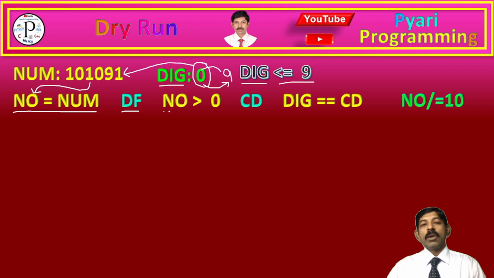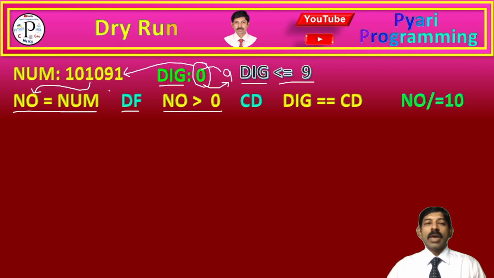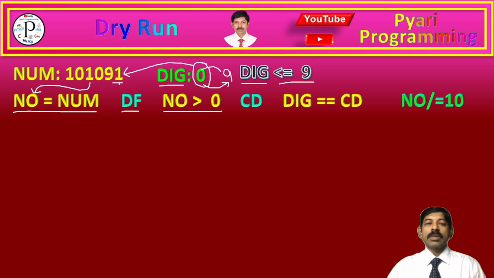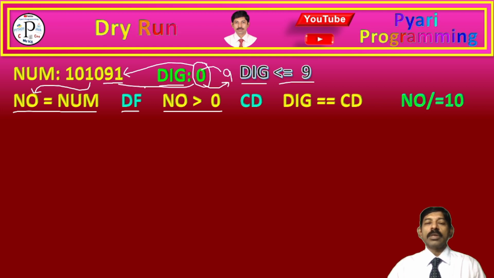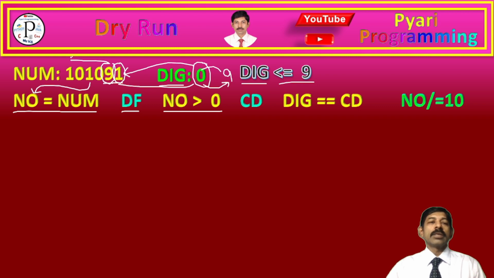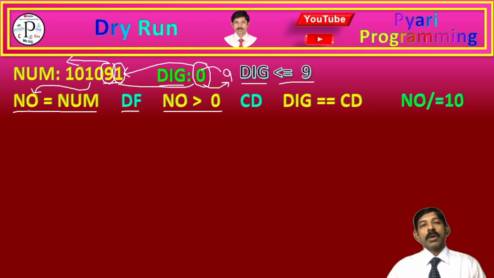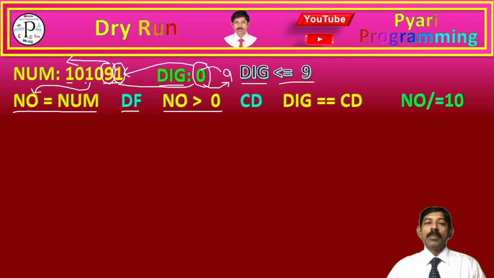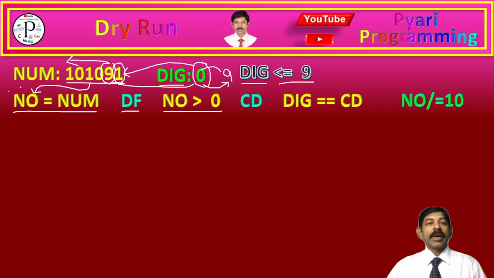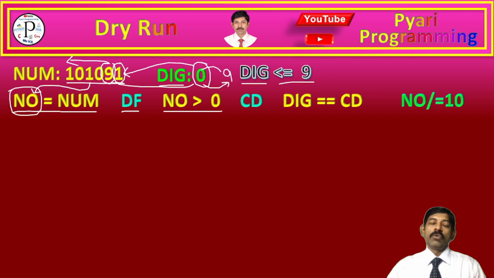Here I am saying no is greater than 0. That means I will extract one digit from this and compare it with this digit. Then I will extract one more digit and compare with dig. Because I am extracting one digit, then one digit, this process will continue till this number becomes 0. But once the number becomes 0, I will lose the number. So that's why I am applying it on no, not on num.